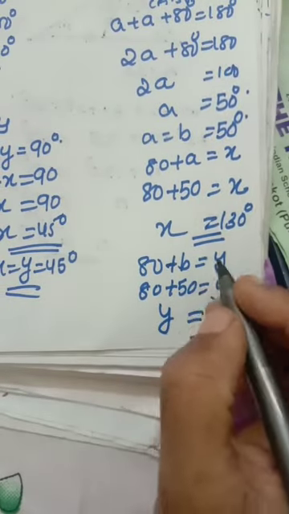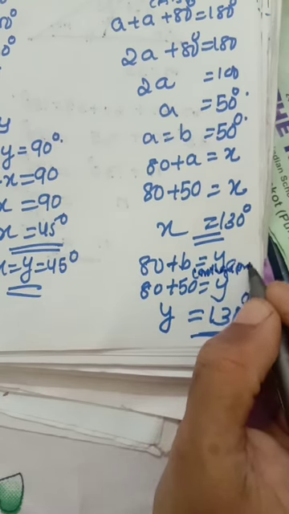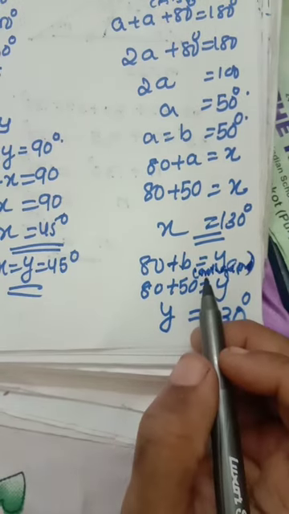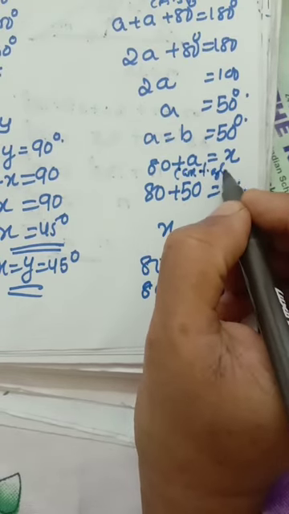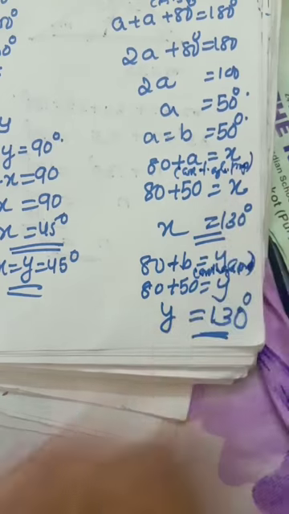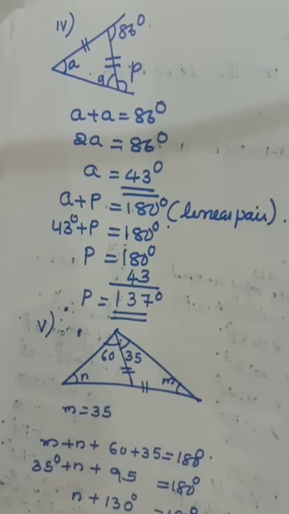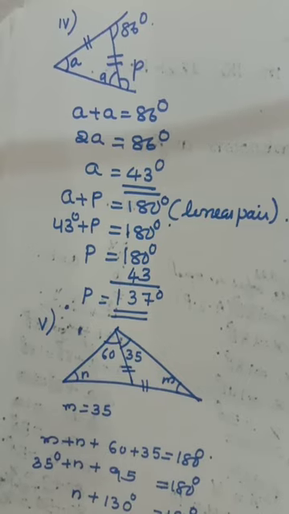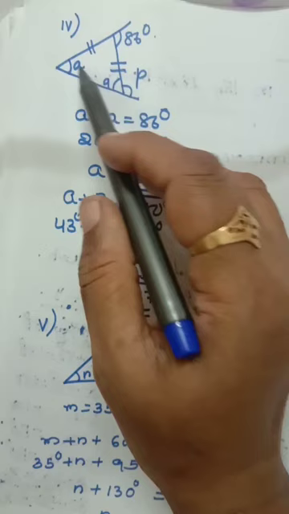Okay. Here you have to write exterior angle property. Okay. Here also you have to write exterior angle property. Reason you have to write. Okay children, every problem is the same type only. Here also two sides are equal. Opposite angles are also equal.